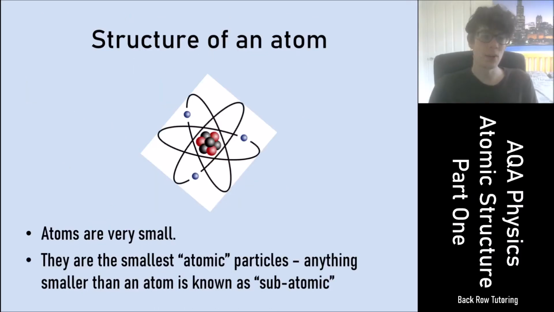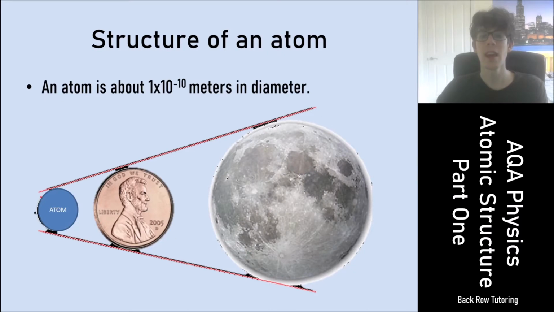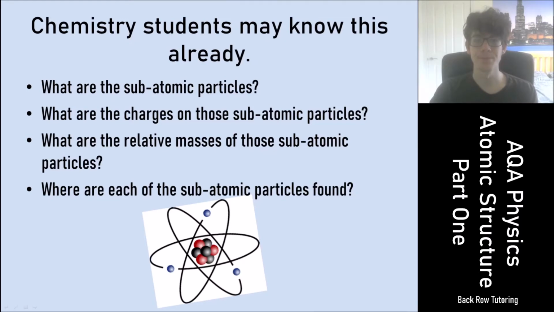So the first thing you need to know is that atoms are very small. They are the smallest atomic particles. Anything smaller than this is known as subatomic. An atom is about 1 times 10 to the negative 10 meters in diameter. So if you compare this coin to the moon, you can compare an atom to this coin. The ratio of size between this coin and the moon is about the same as the ratio between this atom and this coin. So an atom is very small.